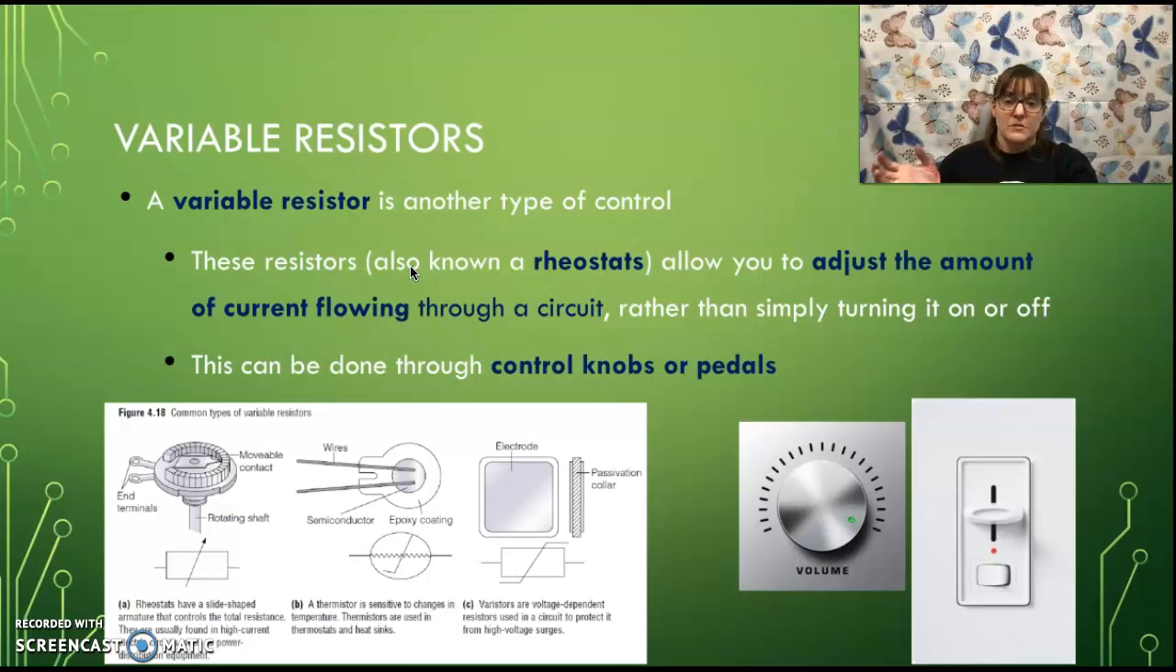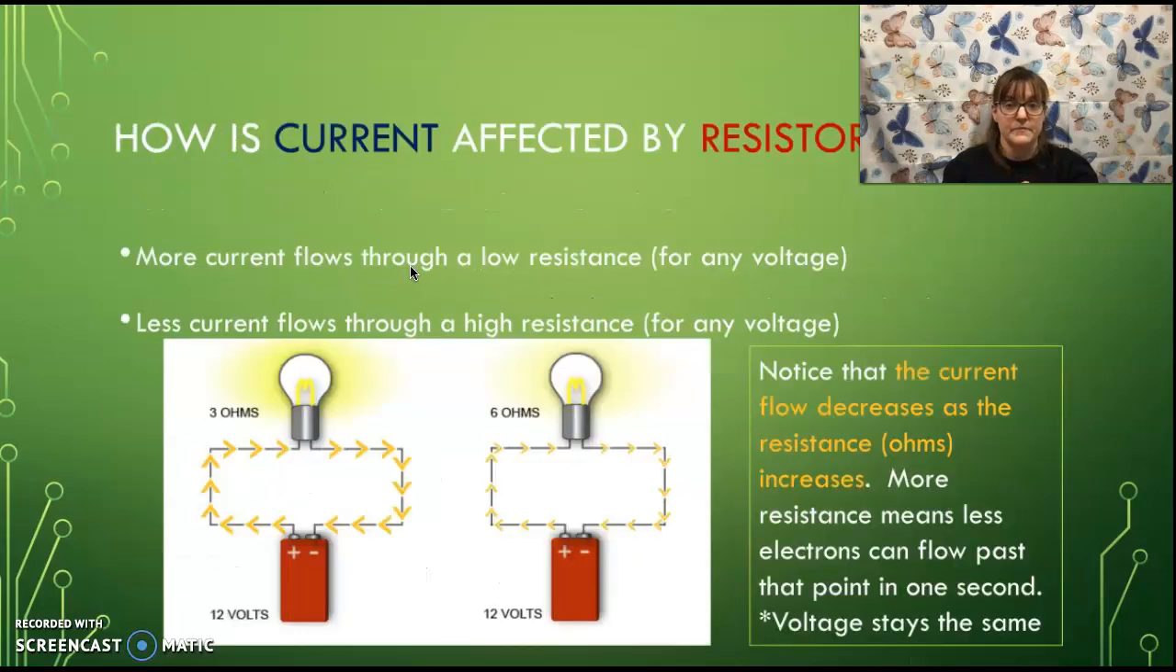So you can have a variable resistor, known as a rheostat, and that adjusts the amount of flow of the current going through your circuit. So you can increase it or decrease it. You've got things like volume knobs, dimmer switches, all of these things work the same way, and they just change the amount of current flowing through.